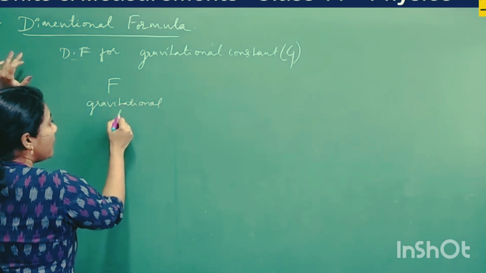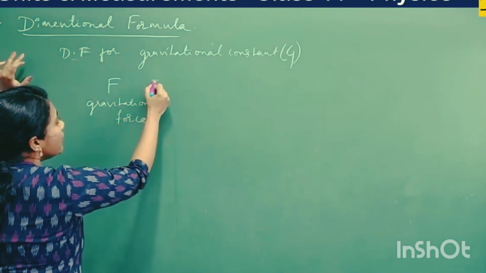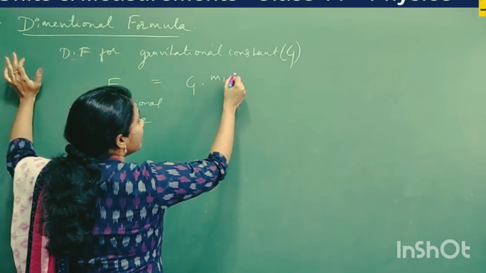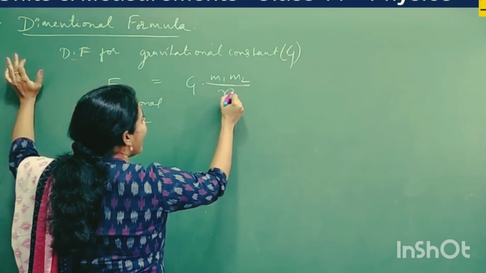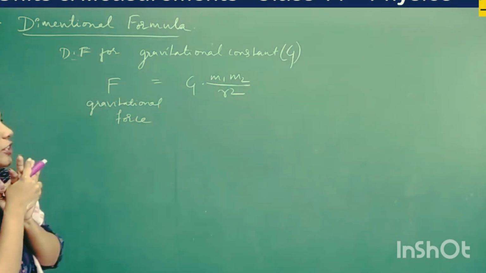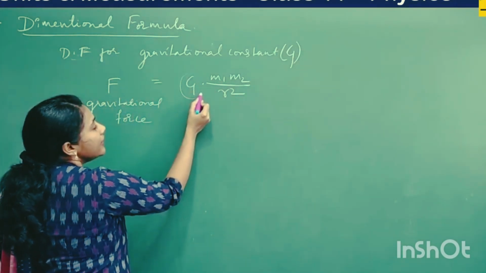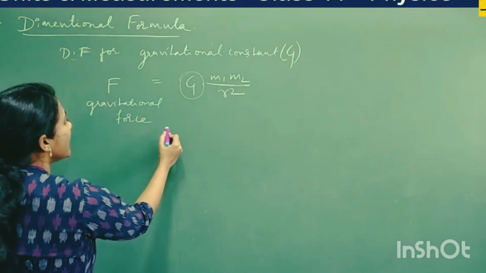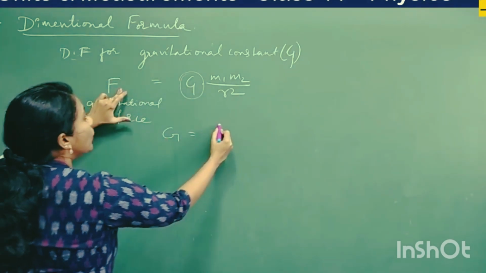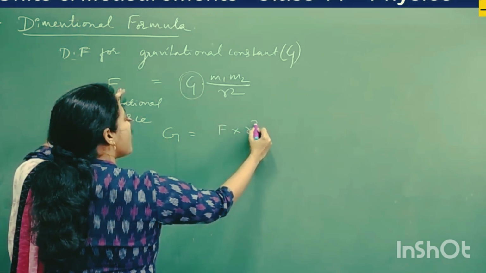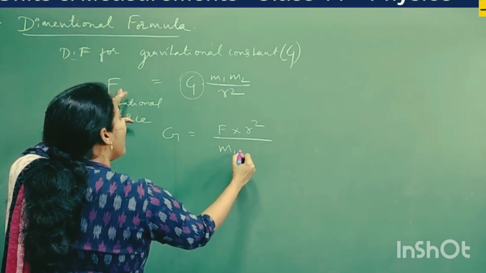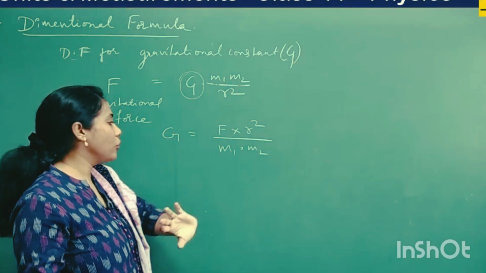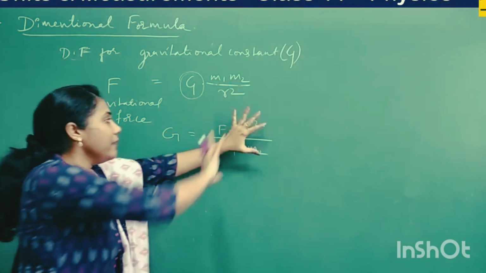Knowing the formula is very important. So gravitational force is equal to G into m1 into m2 divided by r square. This is the formula for gravitational force, and I'm going to write the dimensional formula for this G. So just rearrange: G is equal to F into r square divided by m1 into m2. Here m1 and m2 are masses. Okay, the major thing is over.